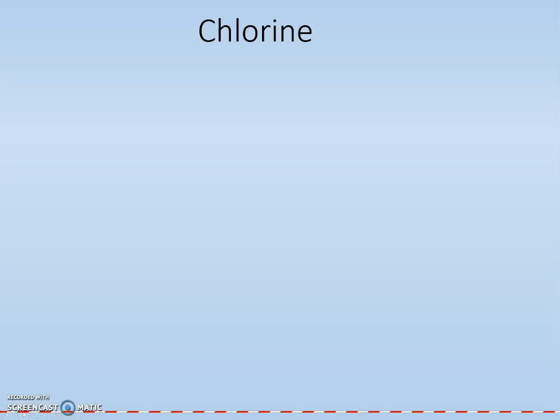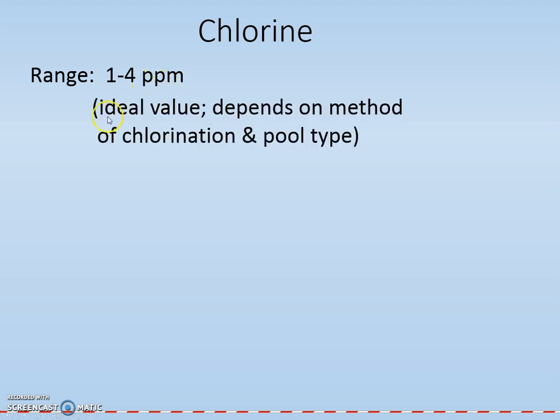This is the final installment of our videos on pool chemistry. We've already studied pH, total alkalinity, and calcium hardness. In this video, we're going to take a quick look at chlorine. Levels for chlorine should be between 1 and 4 parts per million. The ideal value depends on the type of chlorination and also your pool type. For example, do you have a vinyl pool liner or a cement pool?